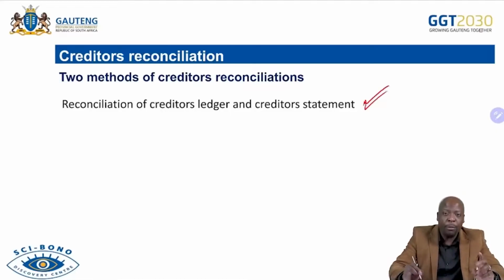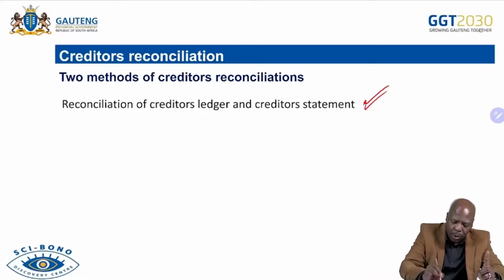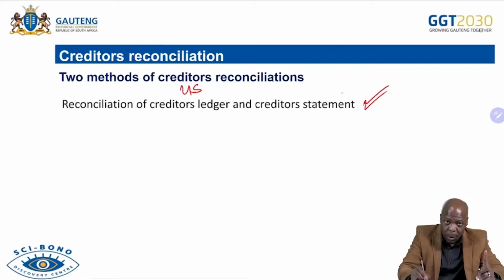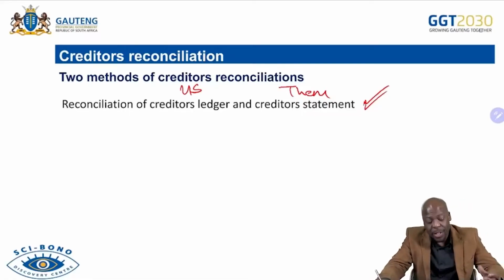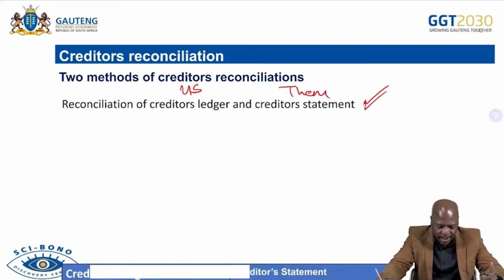This is our area of focus today, whereby there's the creditors ledger. Remember, we agreed the creditors ledger is done by who? It is done by us. And the statement, who sends the statement? Our supplier. So in today's lesson, we're just going to be referring to them as them. So you have the reconciliation of the creditors ledger, who does the ledger? Us. And the creditors statement that comes from our suppliers, which is them. Remember the us and the them in today's lesson.